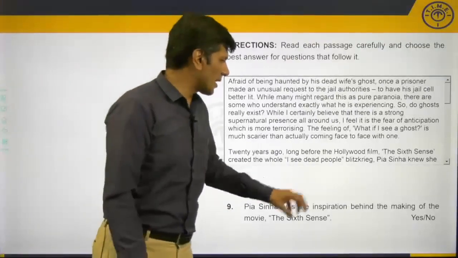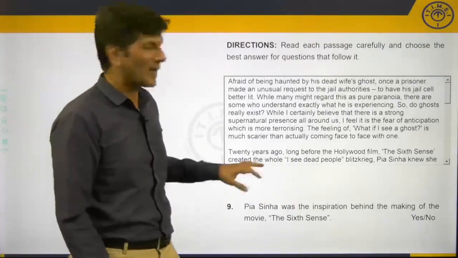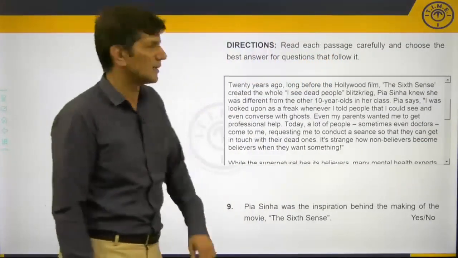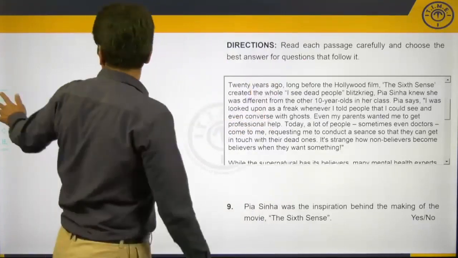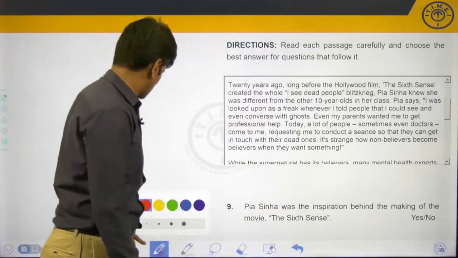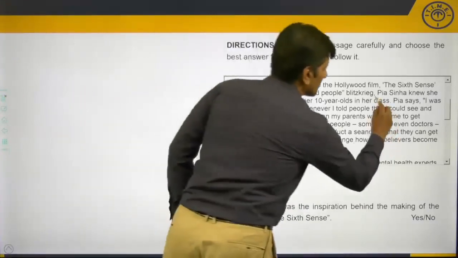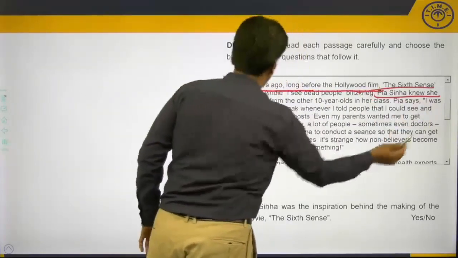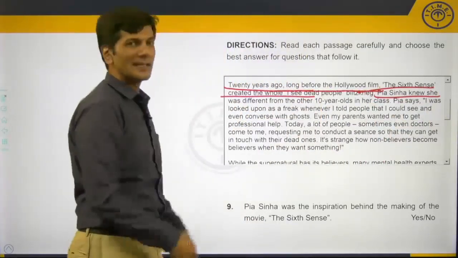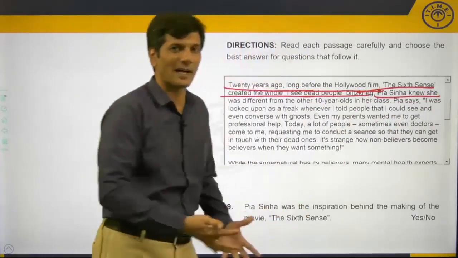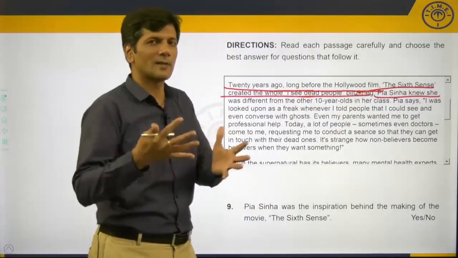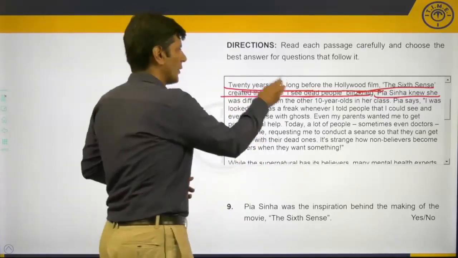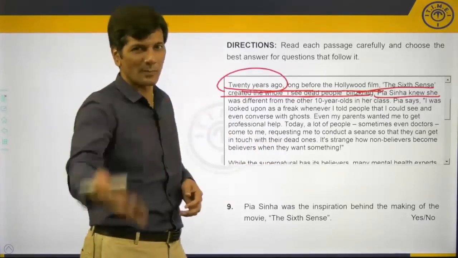P.R. Sinha was the inspiration behind the making of the movie The Sixth Sense. Now P.R. Sinha's reference, remember, we read is in your second paragraph. So let's just jump to the second paragraph. This is where we come across P.R. Sinha's context, where we are saying P.R. Sinha knew, when was that? 20 years ago, long before The Sixth Sense created the whole I see dead people blitzkrieg, which means that the situation the author talked about behind P.R. Sinha happened 20 years before The Sixth Sense was made.